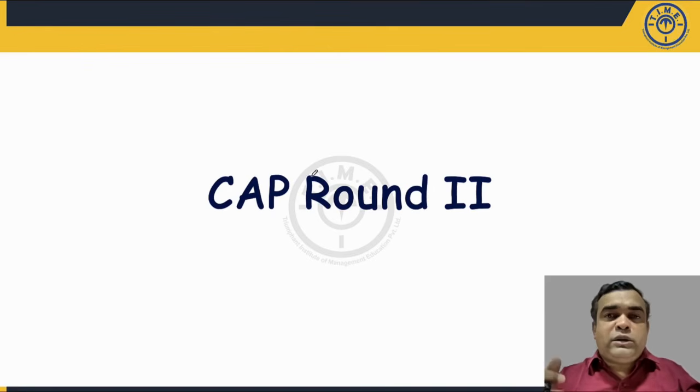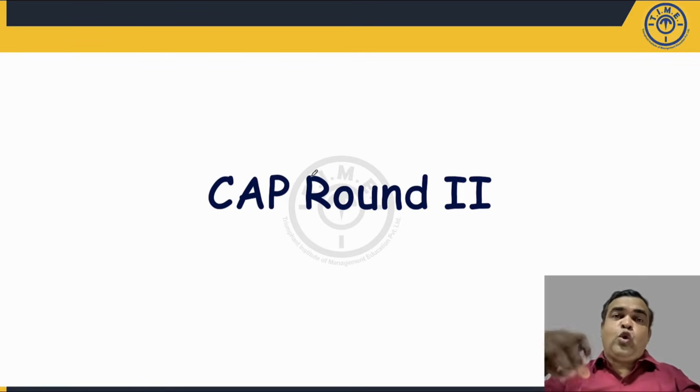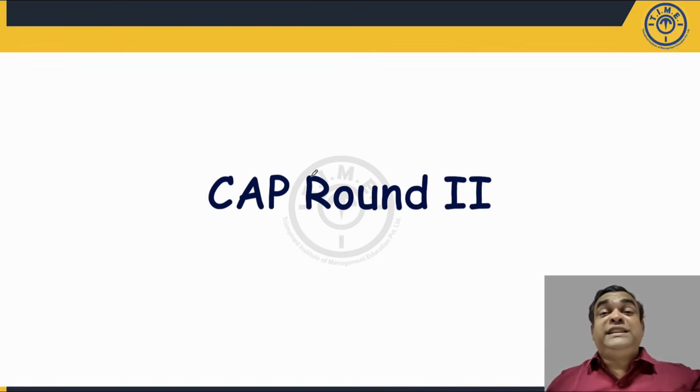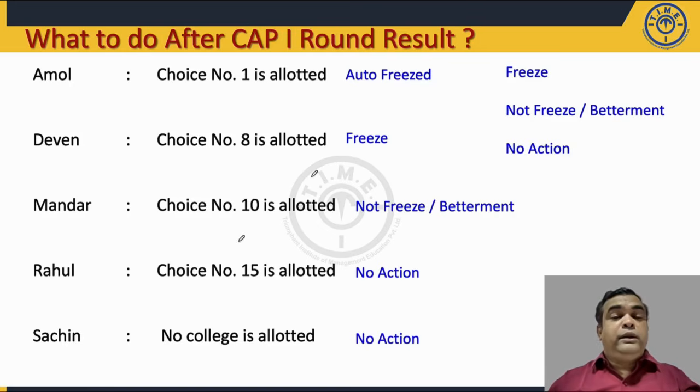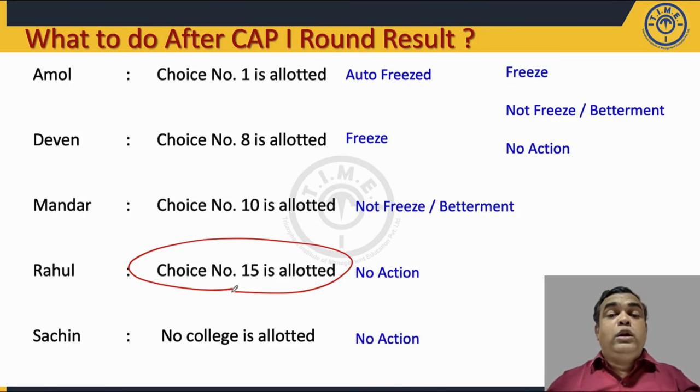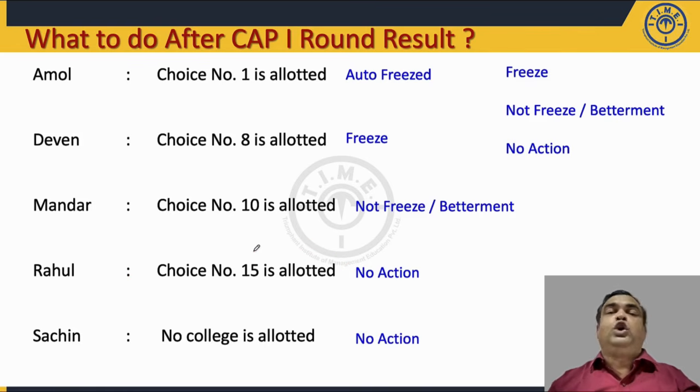Before the start of CAP round 2, the CET cell will release the vacancies in every college. Now please understand, there is nothing called a quota for round 1, quota for round 2, quota for round 3. Whatever seats remain vacant after round 1 are available for round 2. For example, Rahul did not take any action, meaning he did not join college number 15. So Rahul's seat will be available for round number 2.